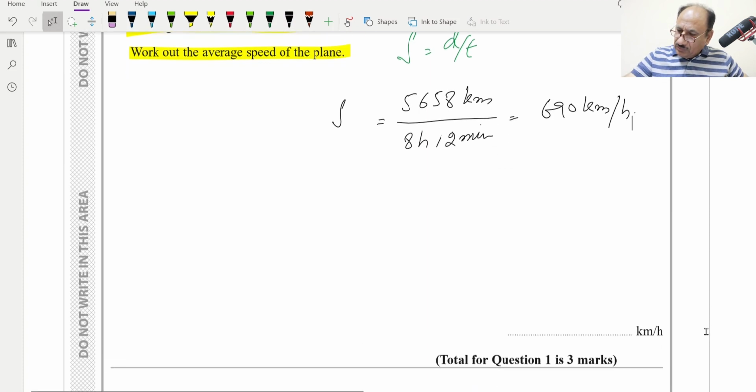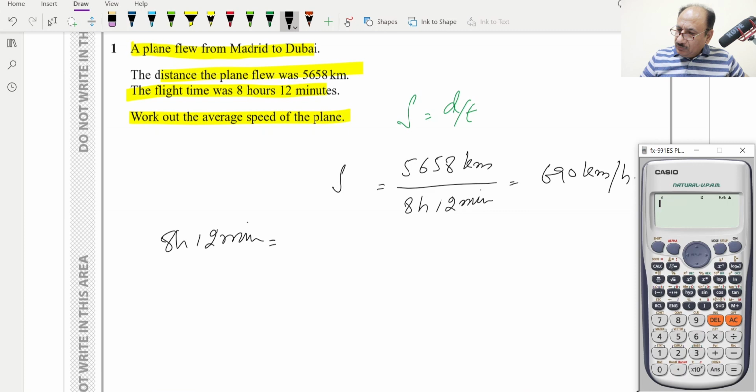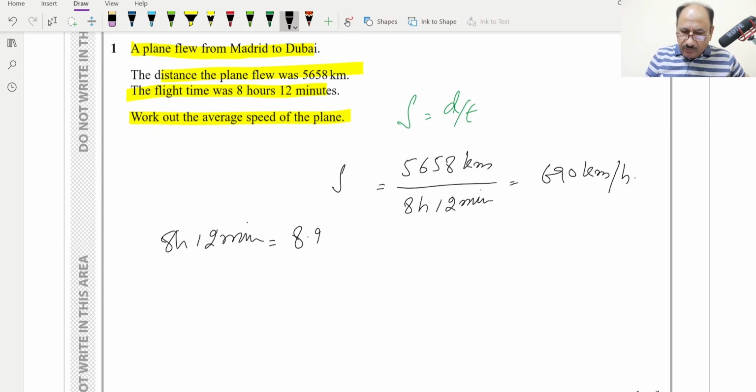Now as this question is 3 marks, it is better to provide one more step for 8 hours and 12 minutes. If you want, you can convert this into hours. Press the fraction button and you will get the decimal also, 8.2, so you can write 8.2 hours. You can provide the time like I have written, or you can write 8.2 hours. You will get the same answer, 690.